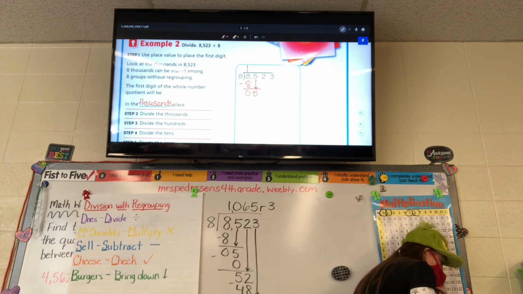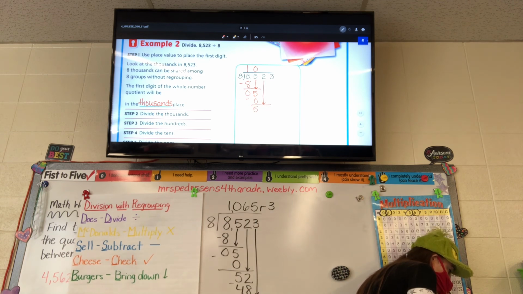So 8 goes into 5 0 times. 0 times 8 is 0. 5 minus 0 is 5. 5 is less than 8, so we can bring down the 2. 8 goes into 52 6 times. 6 times 8 is 48. 52 minus 48 is 4. 4 is less than 8, so we can bring down the 3.